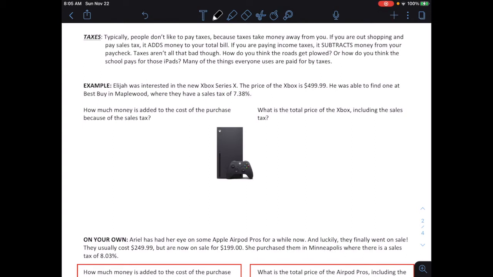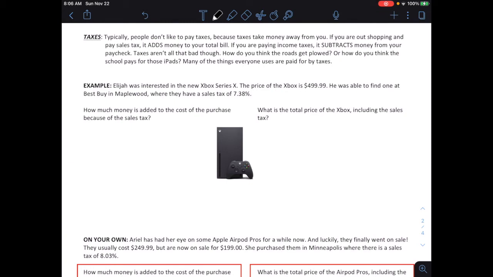So if we go to the store, in this case, this guy named Elijah was interested in the new Xbox Series X. And the price of the Xbox is $499.99, basically $500, right? He was able to find one at Best Buy in Maplewood, and different cities have different tax rates. And so the tax in Maplewood is 7.38%. Okay, so that means he's going to have to add tax. He's not going to add $7.38 to his price. He has to add 7.38% of the price to $499.99 to figure out how much he's going to have to pay.